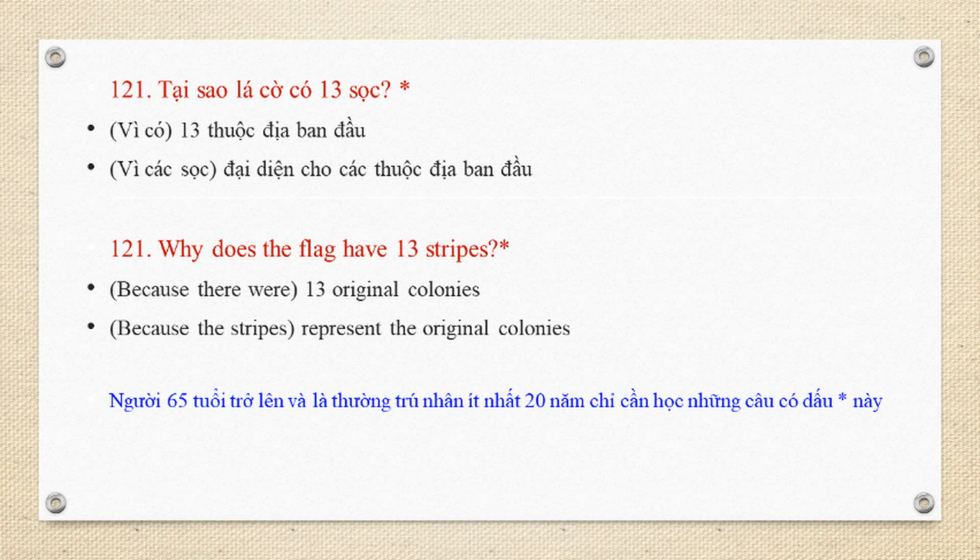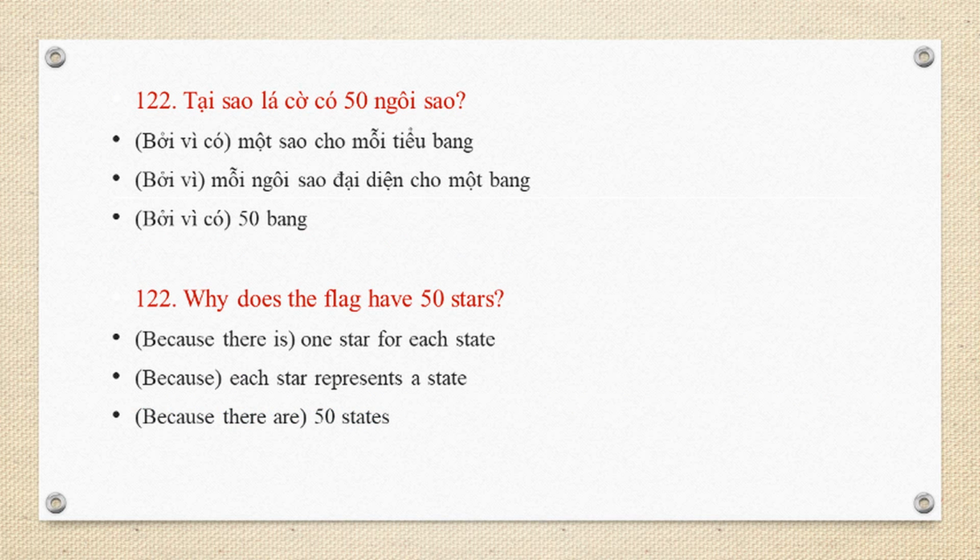121. Why does the flag have 13 stripes? Because there were 13 original colonies. Because the stripes represent the original colonies. 122. Why does the flag have 50 stars? Because there is 1 star for each state. Because each star represents a state. Because there are 50 states.